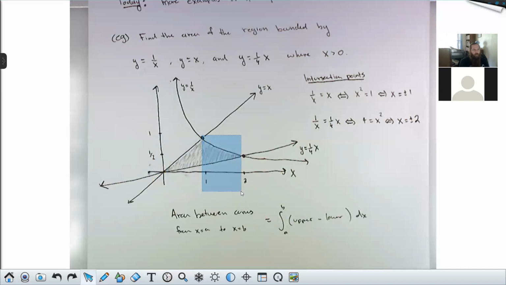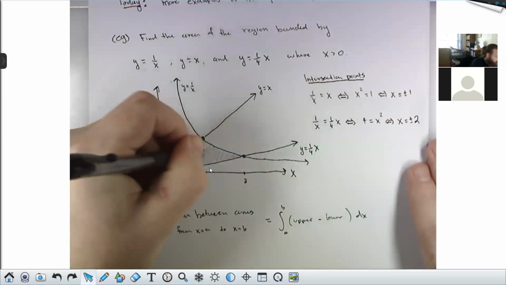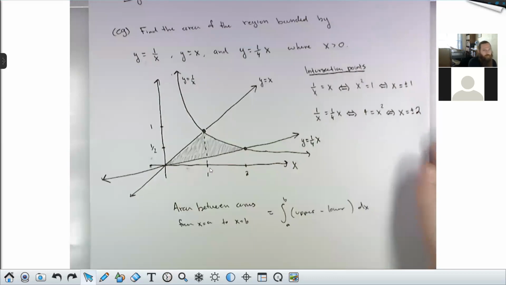So from x equals 0 to x equals 1, y equals x is the upper, and 1/4 x is the lower. And then from x equals 1 to 2, 1 over x is the upper, and 1/4 x is the lower. So we need two integrals here. This is the idea. We're going to consider these two parts separately.